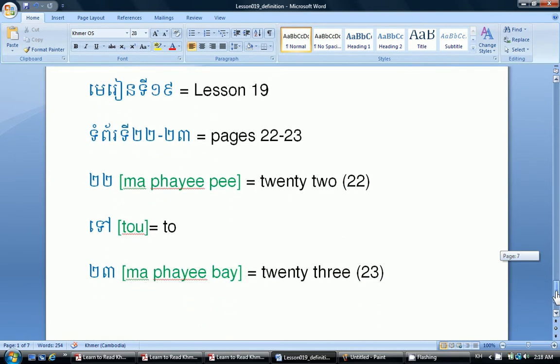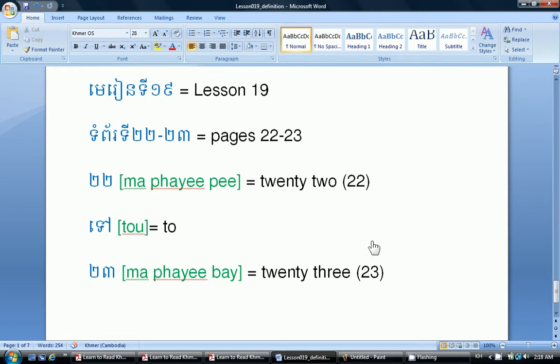So lesson 19 in Khmer we say Merian ti 19. Okay, it's on pages 22 to 23. 22 in Khmer we say Mapaipi. 2 in Khmer we say Tau. And 23 in Khmer we say Mapaibai. So pages 22 to 23 we say Tumpo ti Mapaipi Tau Mapaibai.